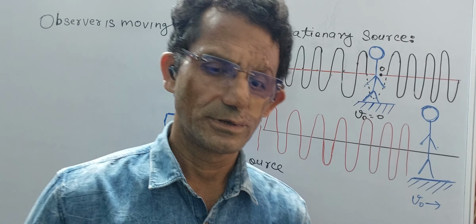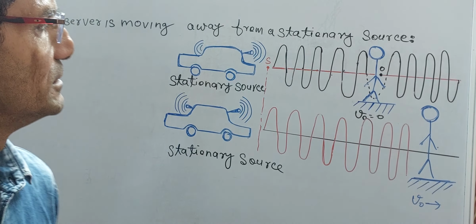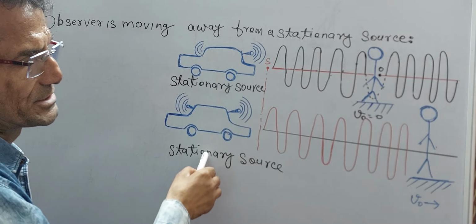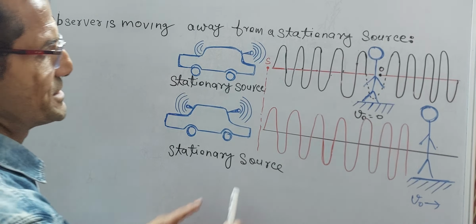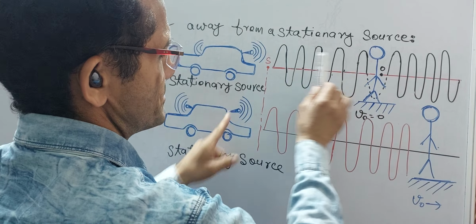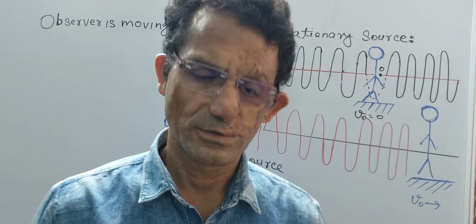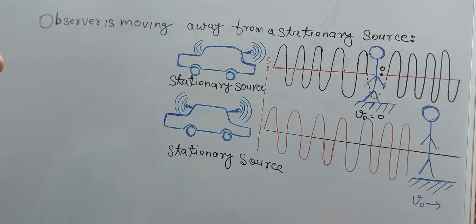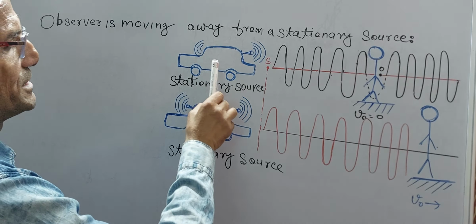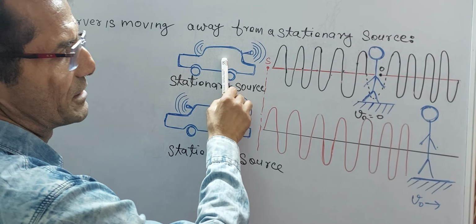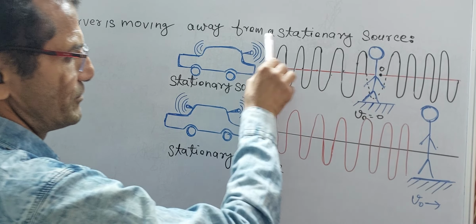Now another effect of Doppler's effect of sound is when the source is at rest and our observer is moving away. Whenever the distance between source and observer is increasing, the apparent frequency will also decrease. So let us suppose at the beginning this is the source which is producing the sound, and the sound is moving toward the observer. Now these are the waves.